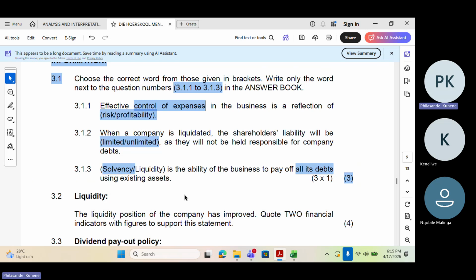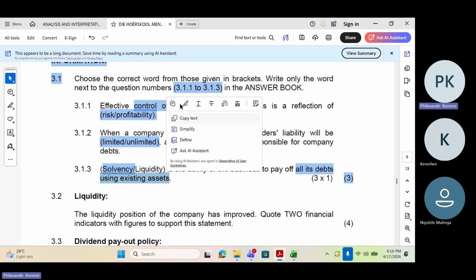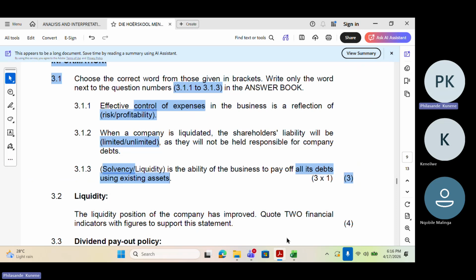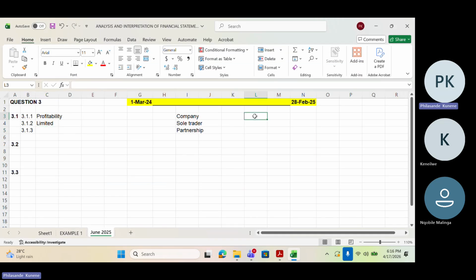So the answer here should be solvency, not liquidity, because liquidity is only the ability of the business to pay short-term debt. This one is about paying all debt using what? Using the existing assets. So that is total assets to total liabilities. That is solvency, right? Solvency ratio is equal to total assets to total liabilities.